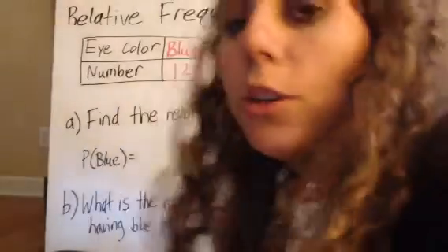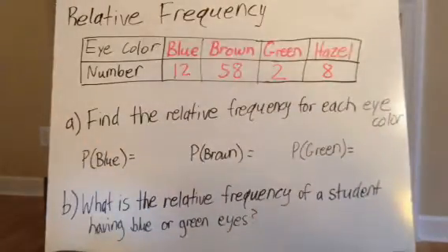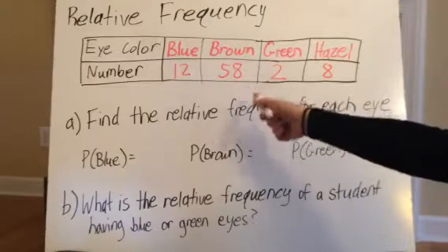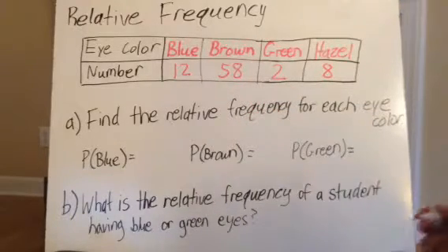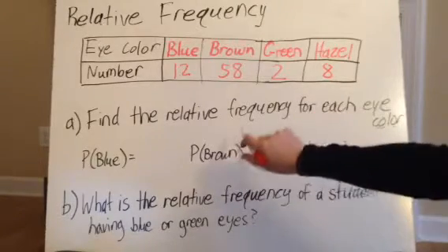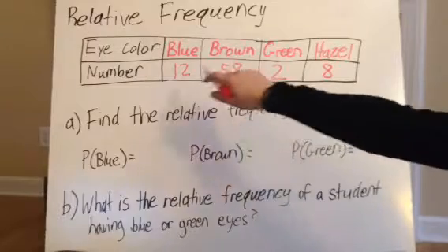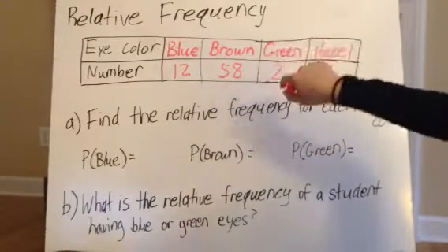Okay, so this is question 1 on our review for the quiz that we have tomorrow for the probability unit. The first question is asking you to look at a data table and to find the relative frequency for each eye color. This is relative frequency, so it's based on an experiment. He was asking each of the students what eye color they had.